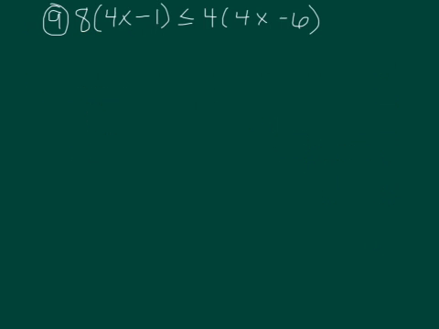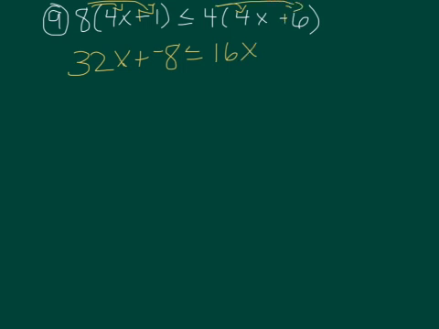Now I want to go ahead and look at number 9. So we're going to solve this just like this was an equation. We're going to start by distributing to get rid of our parentheses. So 8 times 4x is 32x. And then if I make this plus negative, then it's plus negative, and then don't forget to distribute here. 8 times 1 is negative 8, less than or equal to. Now let's distribute the other side. 4 times 4x is 16x plus negative, and then 4 times negative 6, that's negative 24.